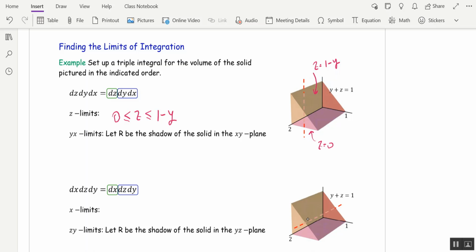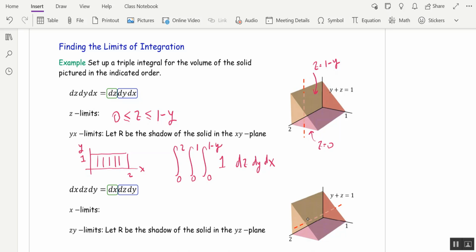Now for the xy limits or yx limits, I'm going to draw another picture, and I'm going to project that region down onto the xy plane. And if I do that, this is x and this is y. This would be 1 right here, and this is 2 right here. So it's just a rectangle. And so now I can do the limits on the other 2 integrals at one time. So we've got a triple integral. We're doing volume, so we're going to integrate 1, and we're going dz dy dx. Z we know goes from 0 to 1 minus y. Y goes in my picture over here from 0 to 1, and x goes from 0 to 2.